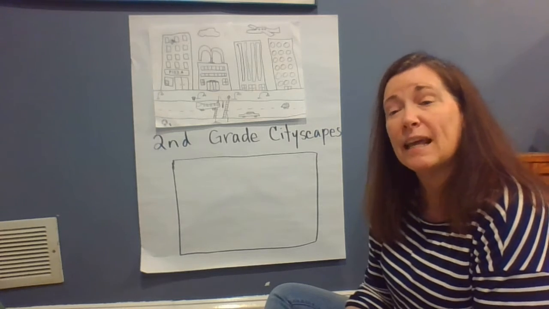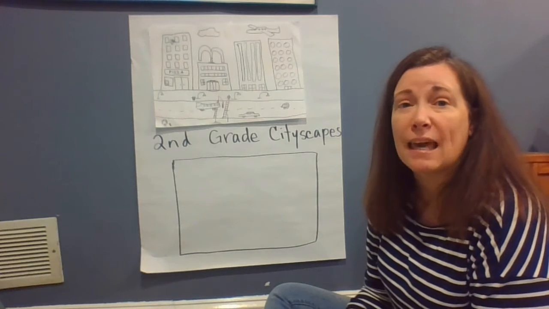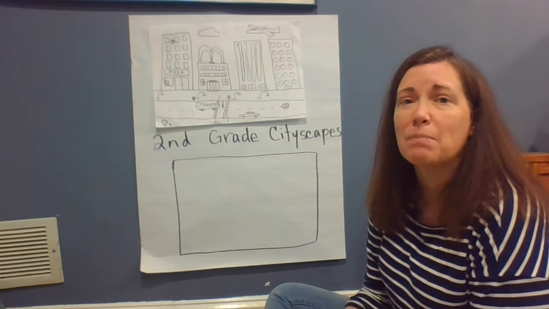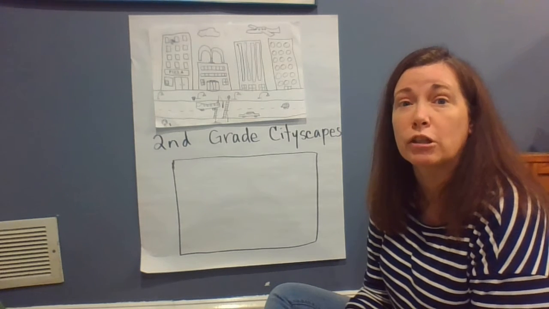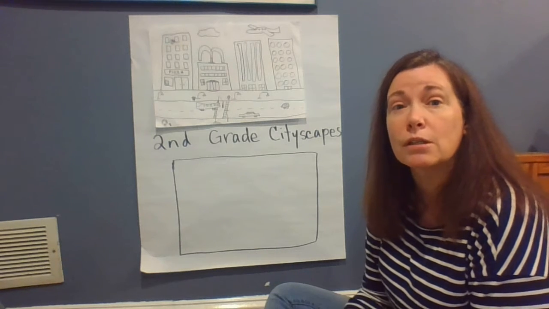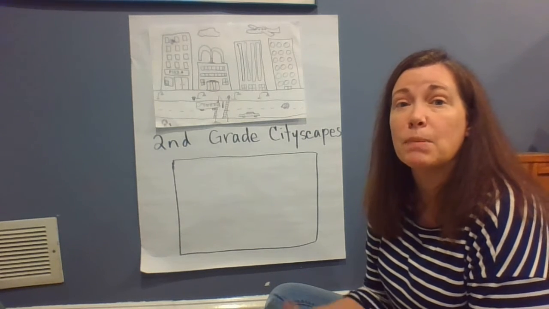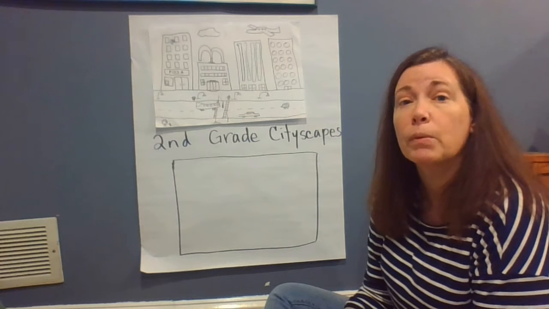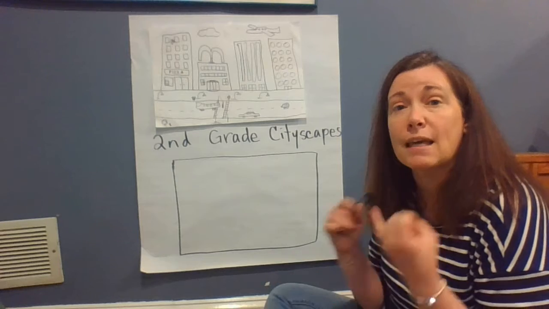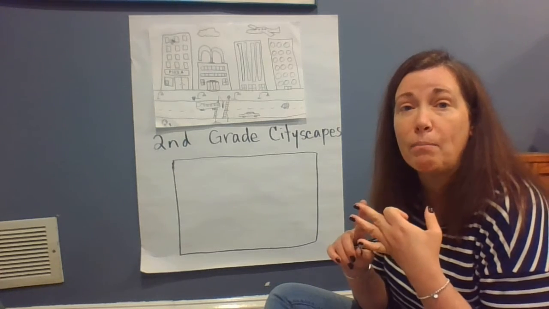What we're going to work on today is something called a cityscape. Now, the word cityscape sounds like a landscape. That's because scape means a picture of the outdoors. So landscape is a picture of the outdoors. A cityscape is a picture of the city. But we're going to keep in mind some of those same areas that we see in a regular landscape: the foreground, the middle ground, and the background.